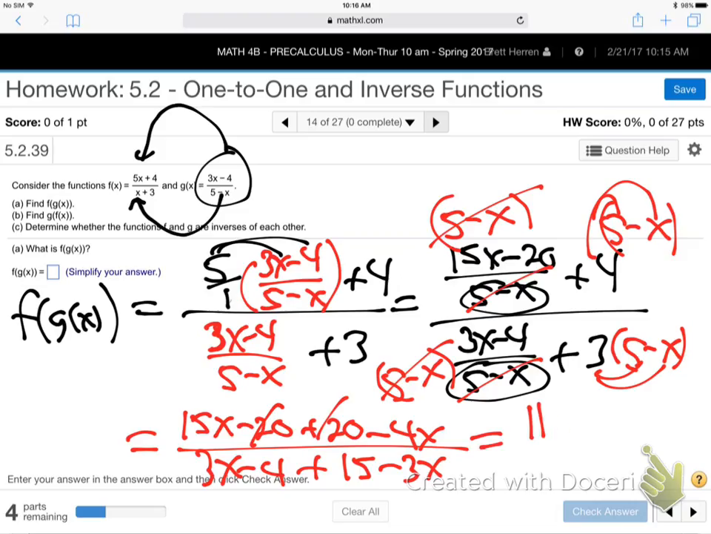15x minus 4x is what, 11x over. These cancel. Over 11. Hey, it is just x. Wow. Look at that.